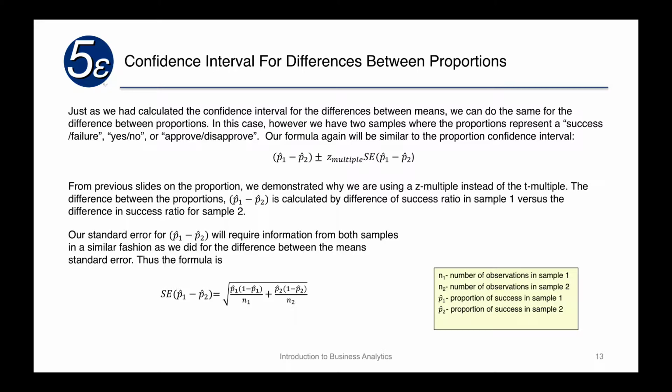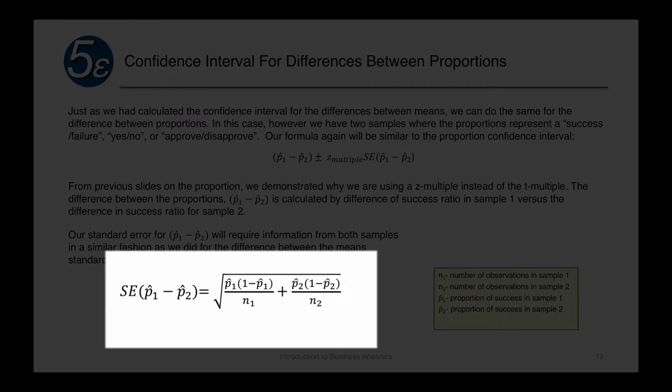This is going to be equal to the square root of the predicted success for sample 1, P1 hat, times 1 minus P1 hat over N1. You remember that this part looks like the way it was for a confidence interval for a single proportion. But now we're going to add the same thing for the second sample. So the predicted success for sample 2, P2 hat, times 1 minus P2 hat over N2. And then we will take the square root.